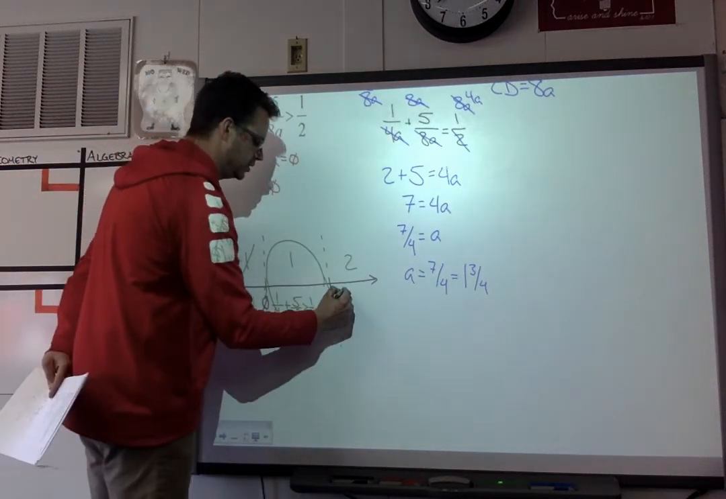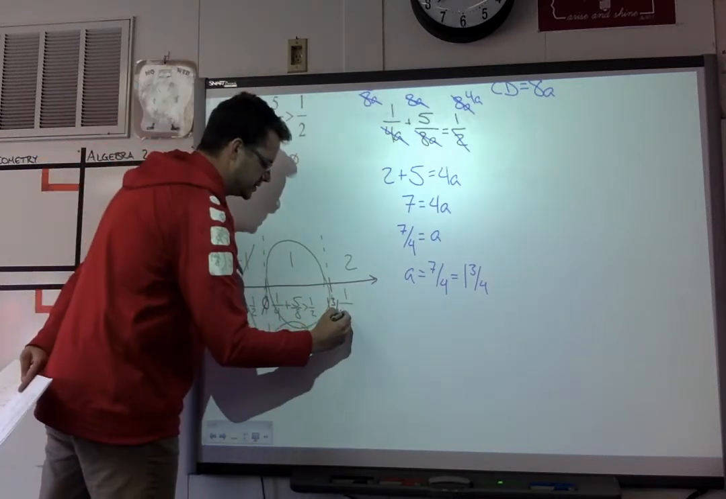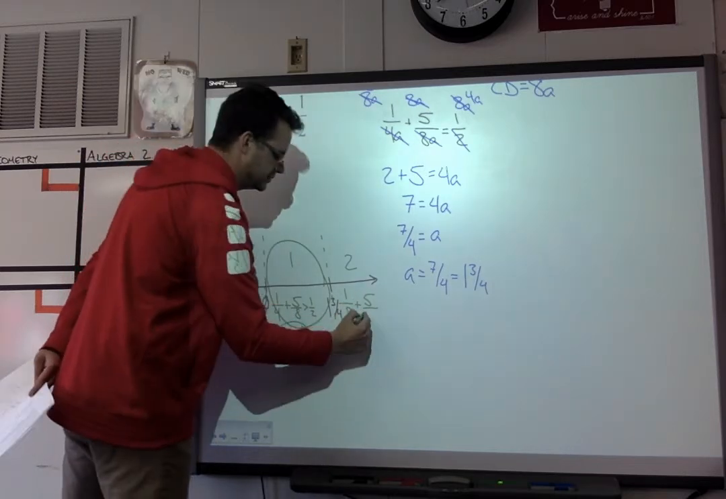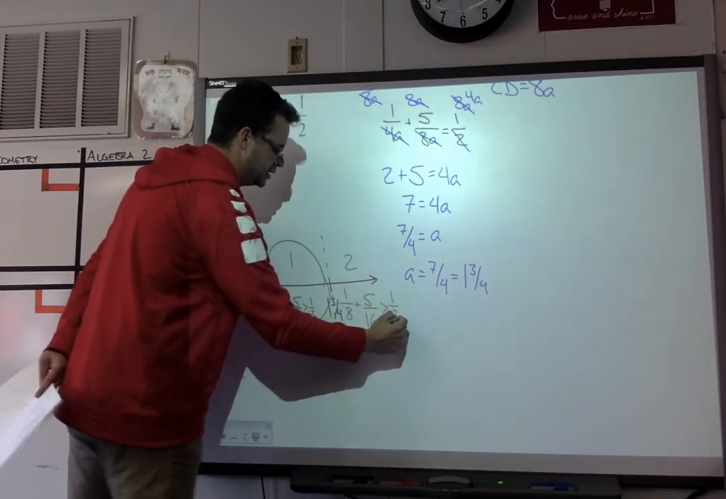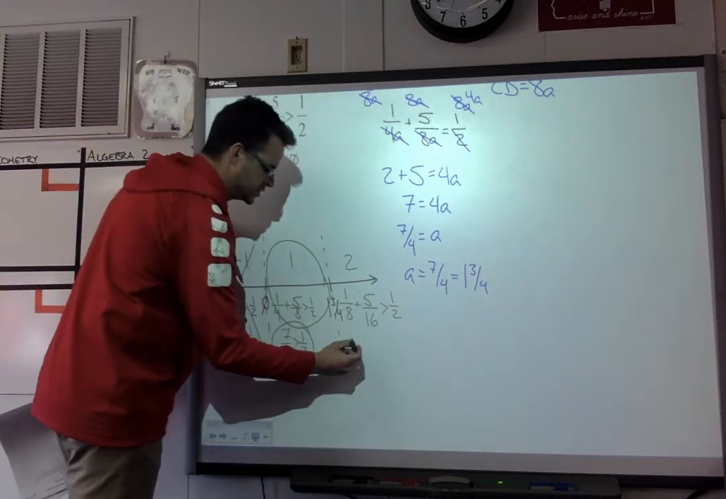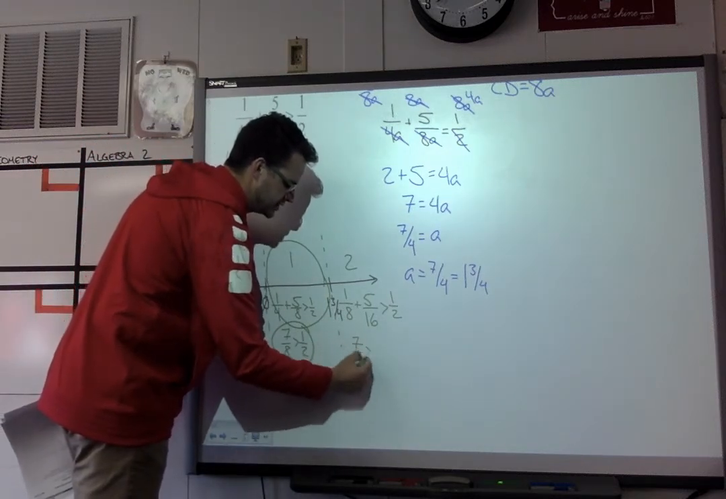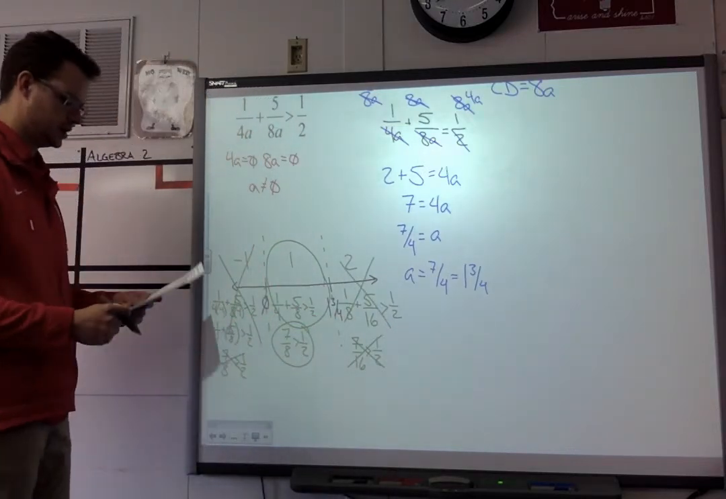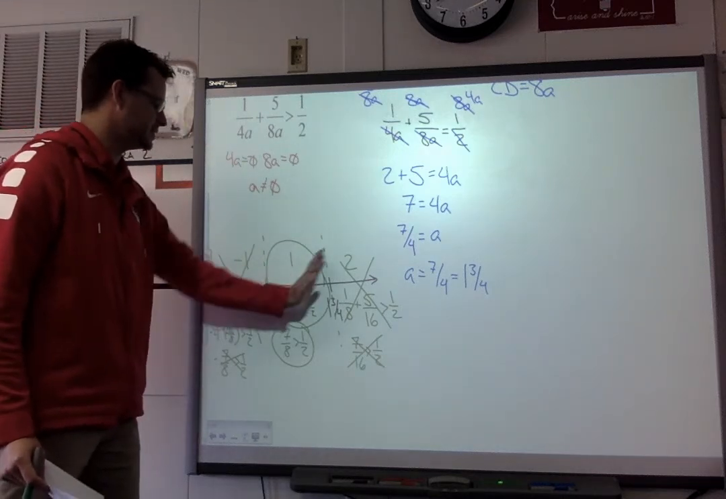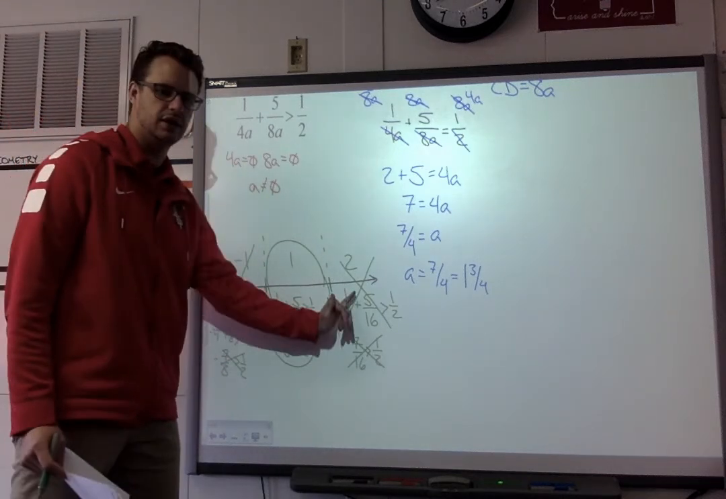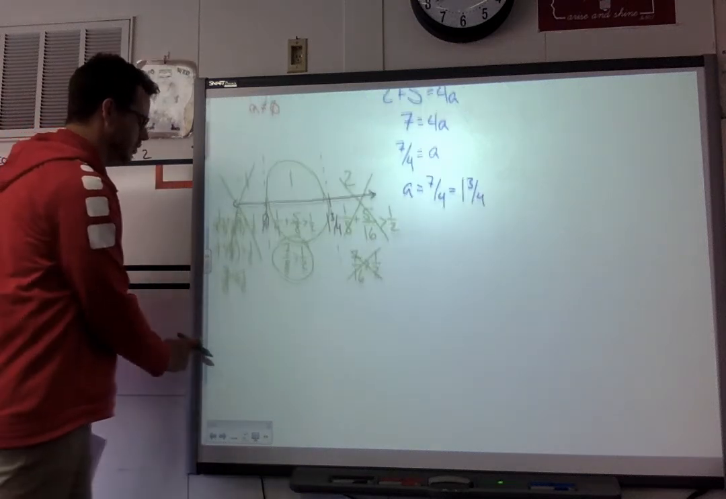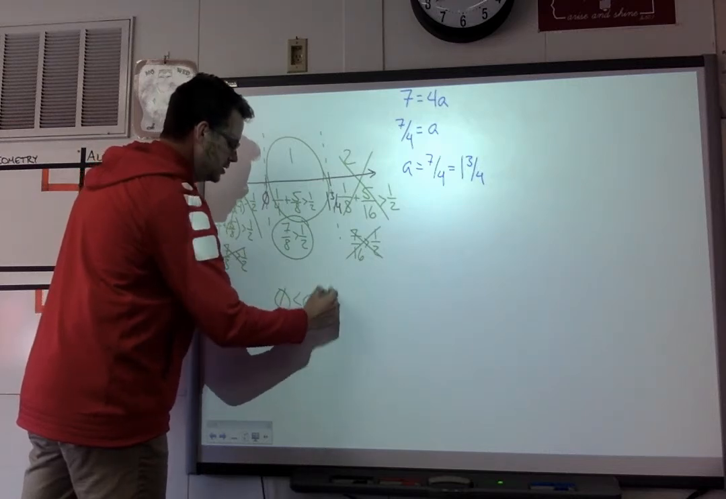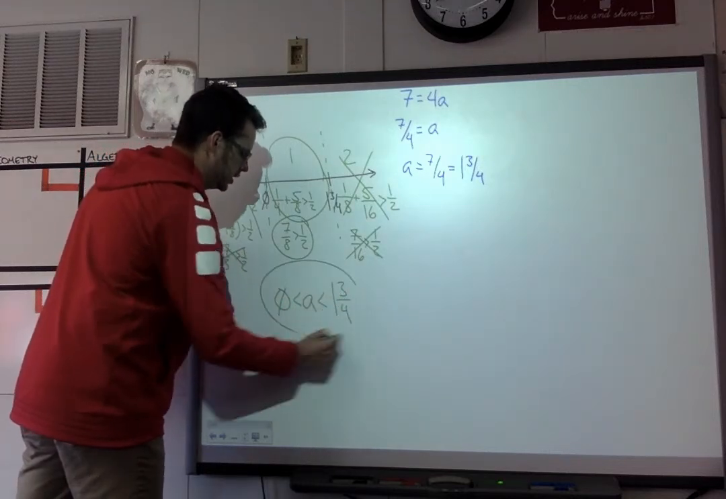If we plug in this one, 1 over 4 times 2 gives me 1 over 8 plus 5 over 8 times 2, so 5 over 16 is greater than 1/2. This would give me 7 over 16 is greater than 1/2, which is not true. So that doesn't work. So our solution is going to be in this interval. It's going to be between 0 and 1 3/4. So we would write our solution as 0 is less than a, which is less than 1 3/4.